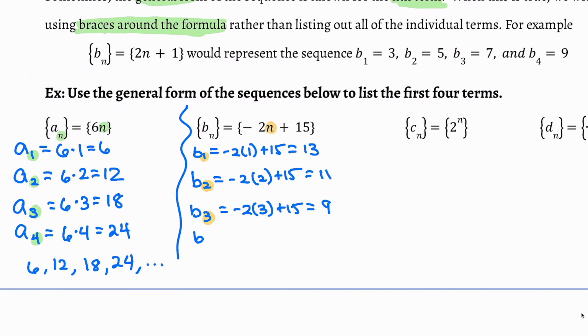And then b sub 4, or my fourth term in the sequence, I got negative 2 times 4 plus 15. That's a negative 8 plus 15, which becomes a 7. So if I were to write out my sequence in order, my first term would be 13, my second term would be 11, my third term would be 9, my fourth term is 7. Dot, dot, dot, and this sequence keeps on going.